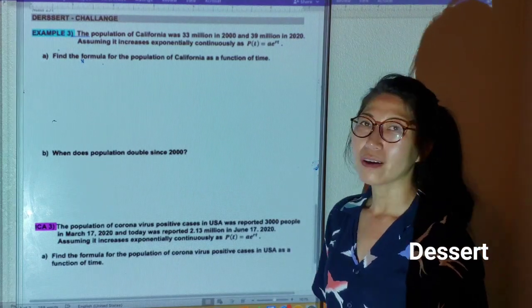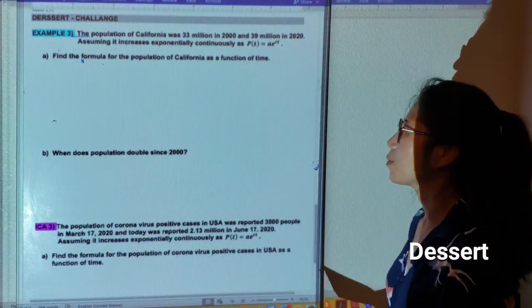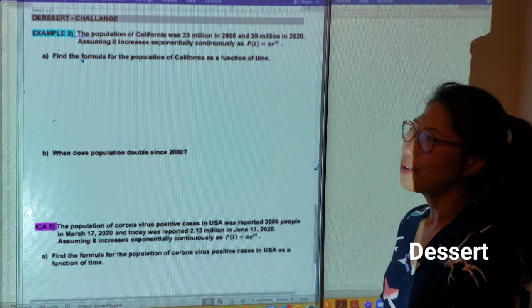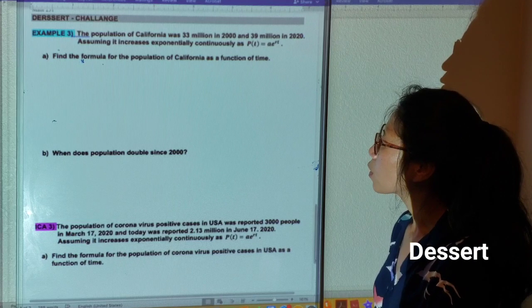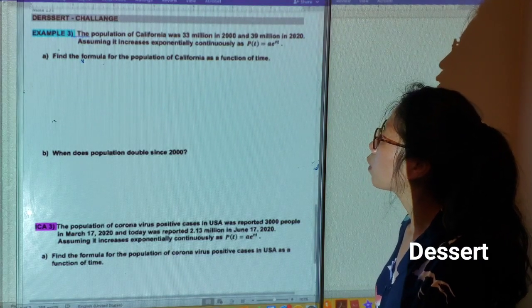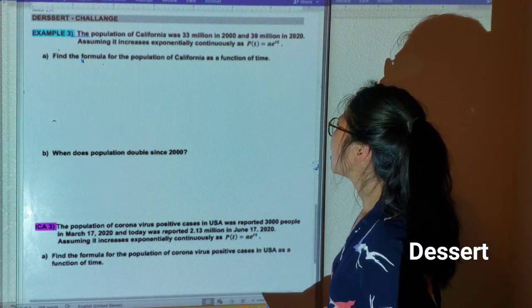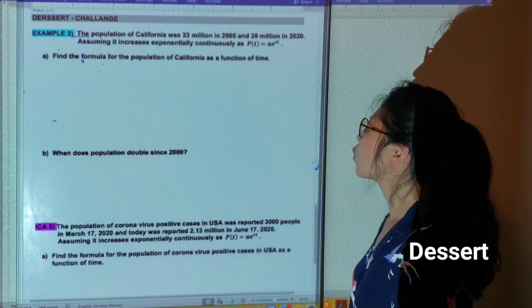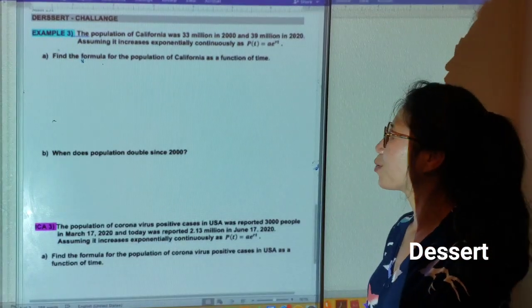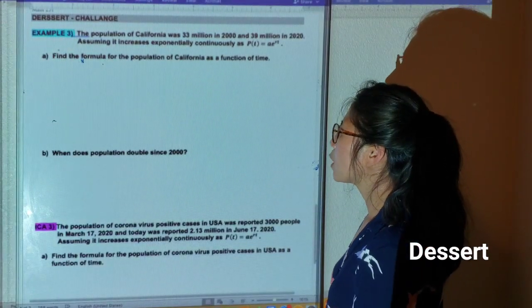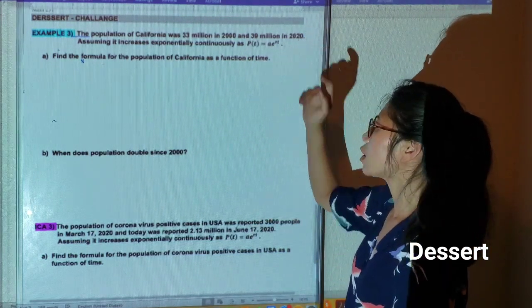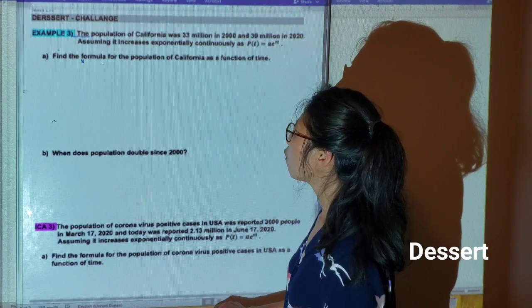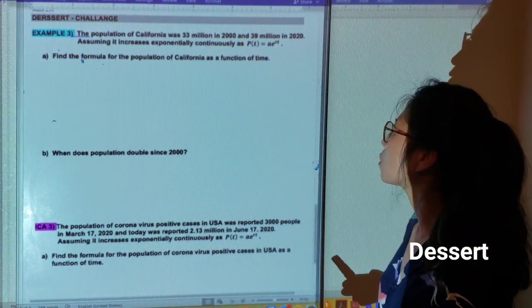Okay, now it's going to be the dessert part of 1.4. Let's look at our apply questions. It's going to be a little bit challenging, but it's going to be fun for you while we're using exponential and log functions. So example 3 says the population of California was 33 million in 2000 and 39 million in 2020. Actually, check the data, so this is a real one. Assuming that the population increases exponentially continuously, we'll have the function a e to the rt. So find the formula for the population of California as a function of time.